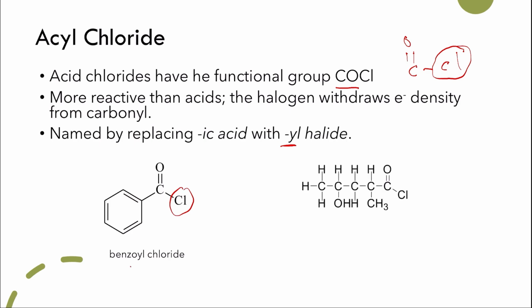And then we can also name acid chlorides which have different substituents, like this acid chloride. To name this one, you need to number the carbon chain, which is 1, 2, 3, 4, and 5. So this is pentanoyl chloride. And then we have an OH on carbon number 4, so 4-hydroxy, and we have a methyl group on carbon number 2, so this is 2-methyl. So the full name is 4-hydroxy-2-methylpentanoyl chloride.